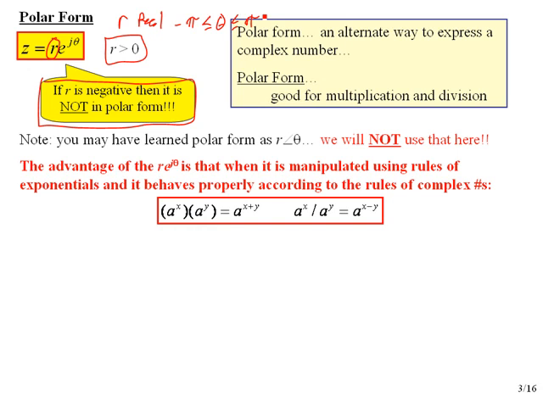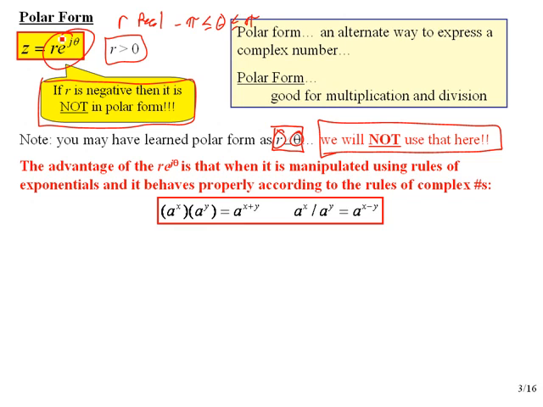So you may have learned polar form with this symbol. This is the r that's up here, this is the theta that's up here, and I say we will not use that here. We'll not use it in this set of notes, but in the textbook and in the notes corresponding to the textbook, we will use it. I actually prefer this form, and I'll tell you why.